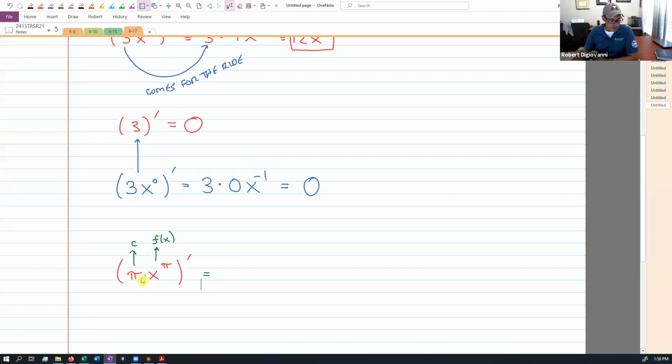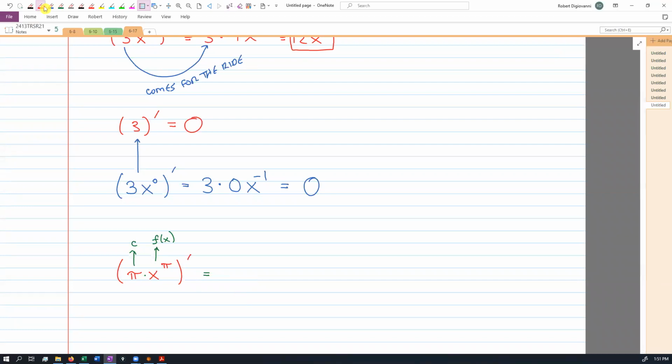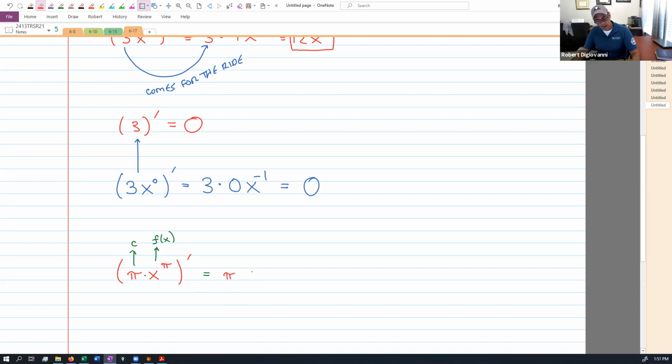Daniela, so the constant that's attached to the function, what will happen to it when we take the derivative? It will just come, like, it will be just pi. Okay, now this is the tricky part. Times, what's the derivative of x raised to the pi?